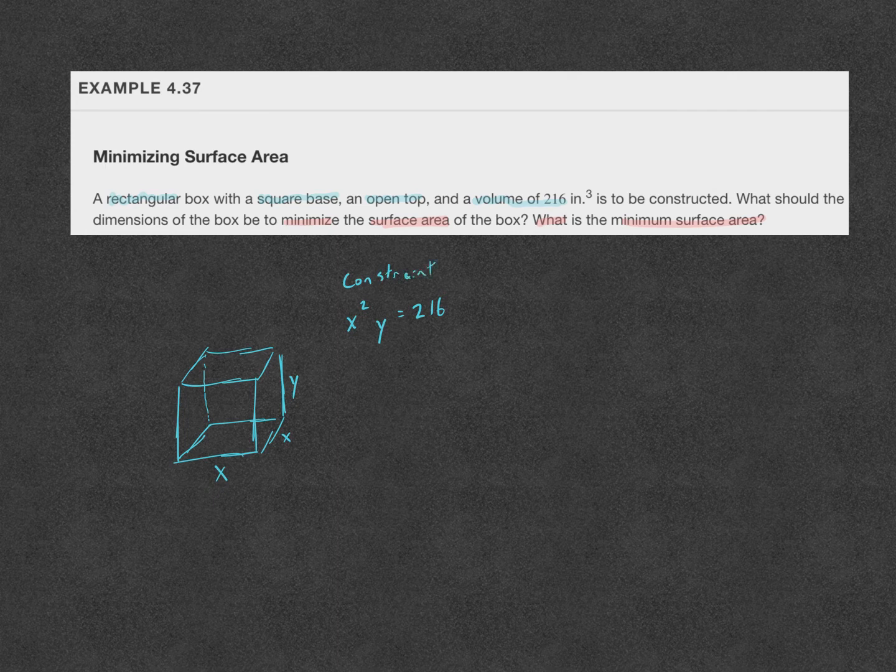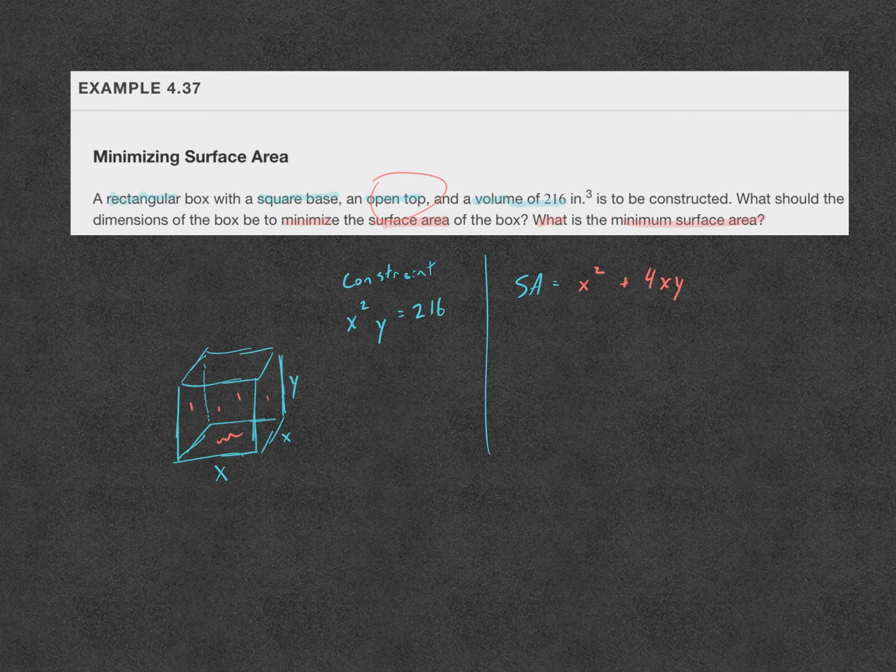The objective function that we're trying to optimize is surface area. The surface area of a box is the area of all the surfaces. This box has a bottom, so x times x is x squared, and it has 1, 2, 3, 4 sides. The dimensions of each of those are x times y. Normally a box also has a top, but we're told that this one has an open top. So our surface area is x squared plus 4xy.